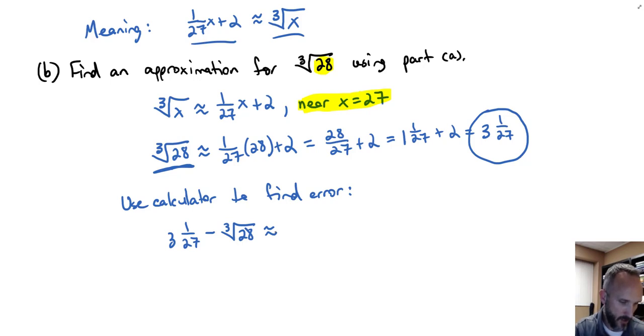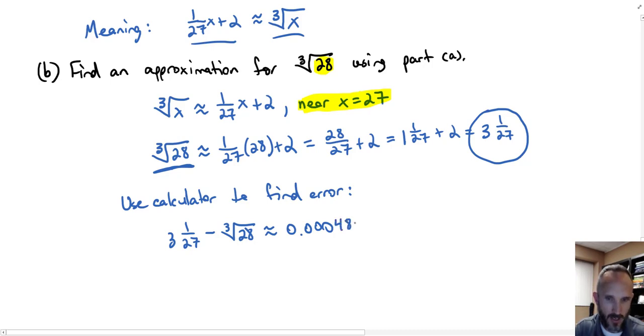So I have 3 and 1/27 minus the cube root of 28. And the error here, even though 28 is an entire unit away from 27, the error here seems rather small. It looks like it's about 0.00480651614. Okay, as long as I didn't transpose any numbers.